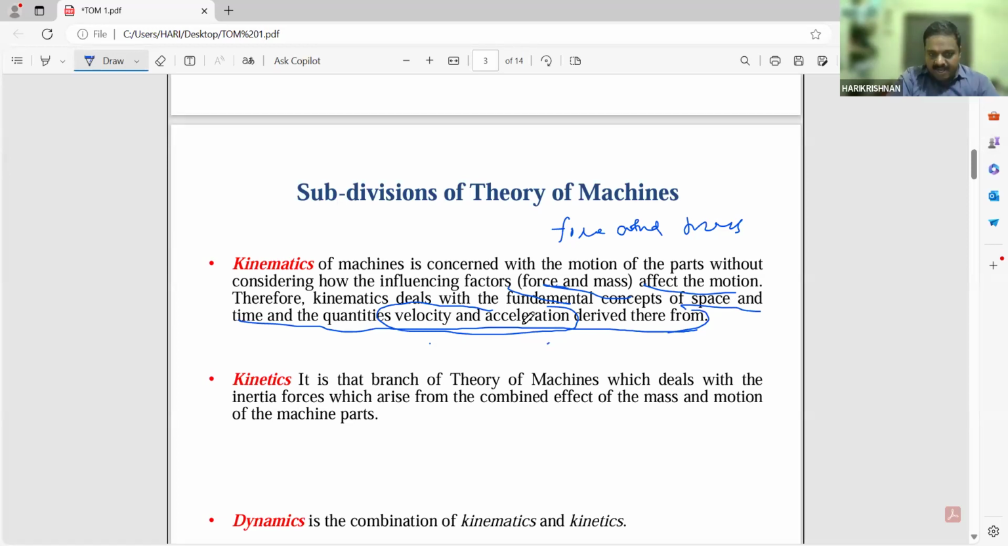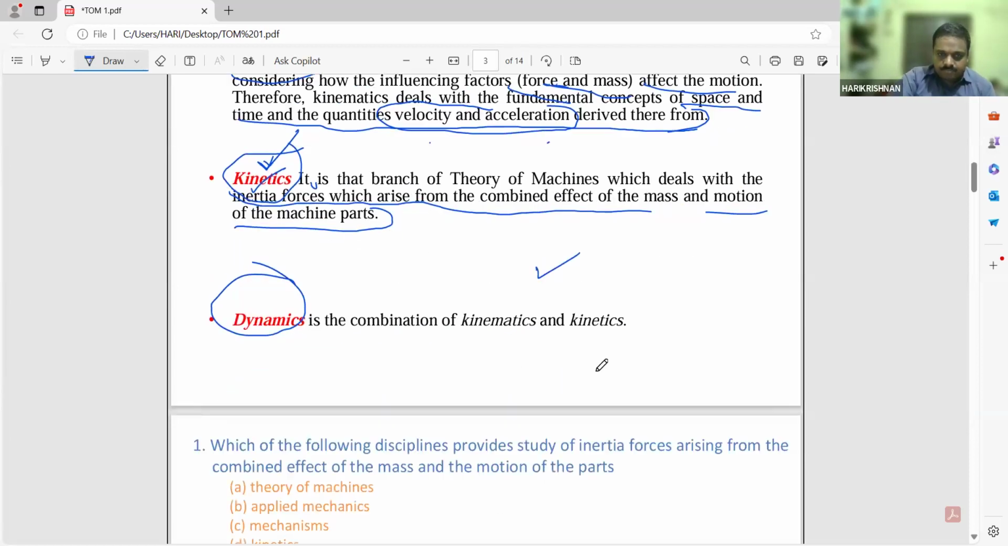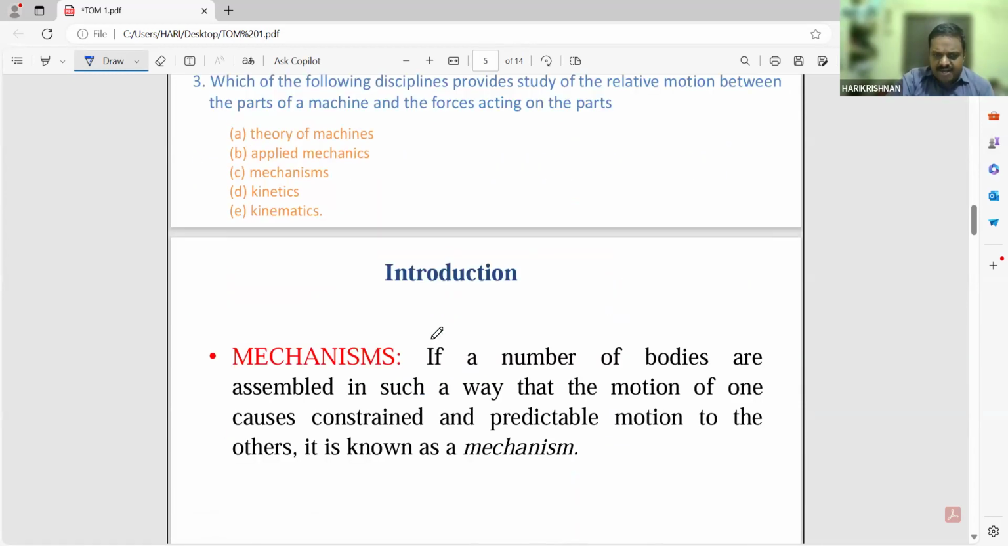That comes under kinematics. Kinetics deals with the inertia forces which arise with the combined effect of mass and motion of parts. So when you consider the inertia effect, it comes under kinetics. When kinematics and kinetics are considered together, what do we get? Dynamics. So these are some questions about theory of machines. You can go through that.